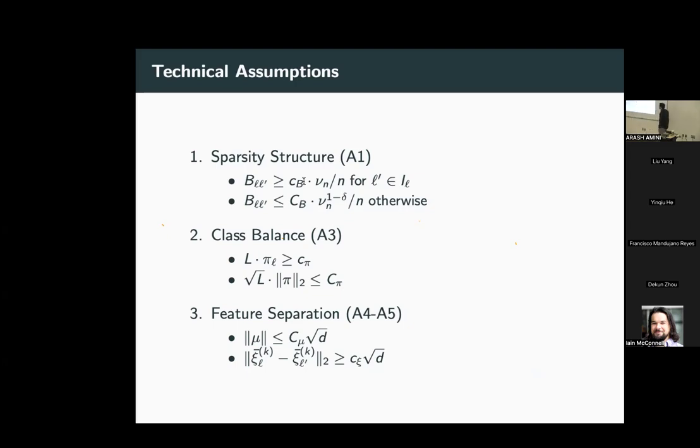There are also some assumptions about pi. Pi is the proportion of the L class, how many nodes are in the L class. This has to be lower bounded and upper bounded. The second one is the more important one.